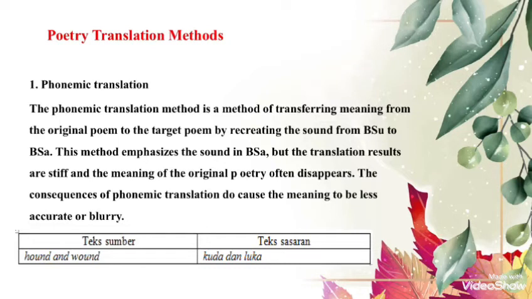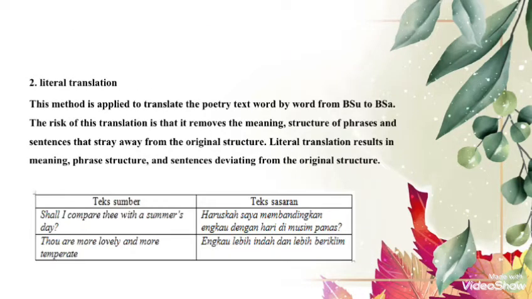Now we're continuing to the second method. Here there is literal translation, and this method is applied to translate the poetry text word by word from the source language into the target language. So it means word by word. We also have to know the risk of this translation.